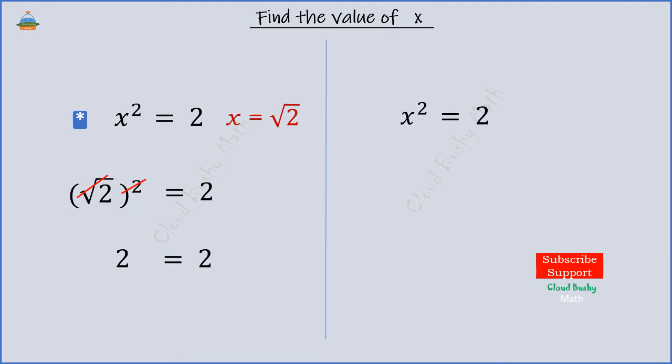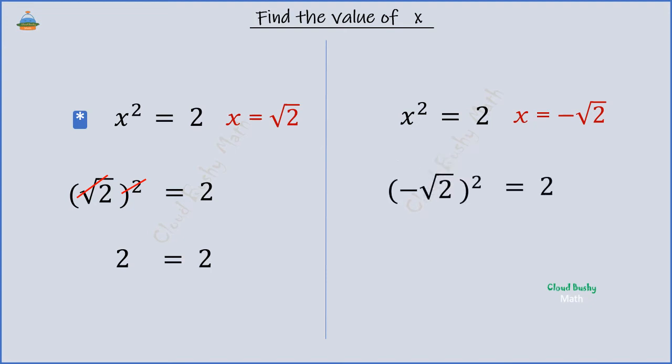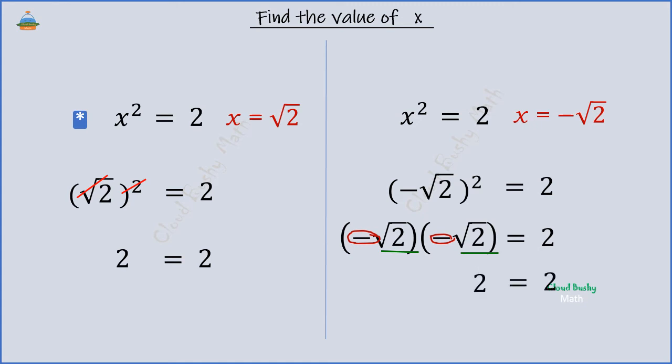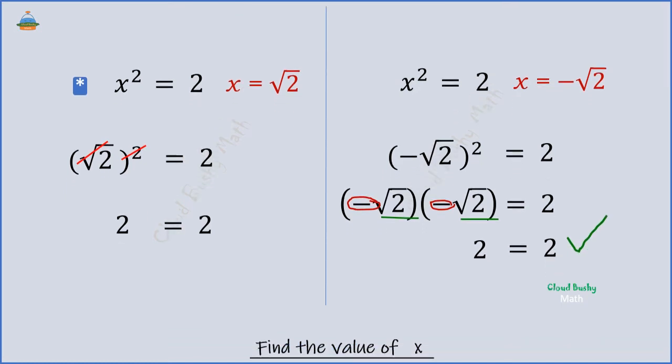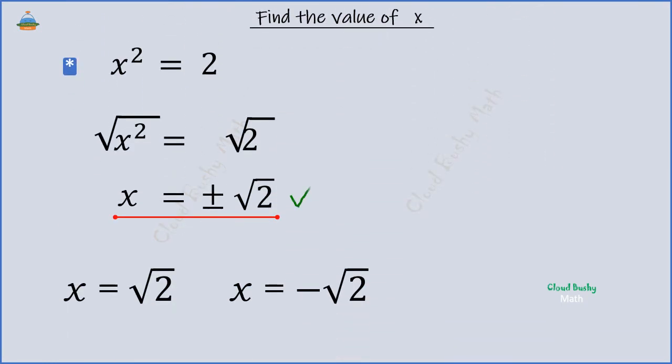Suppose x is equal to negative root 2. It means negative root 2 squared must be equal to 2. So we have on the left-hand side, negative root 2 times negative root 2 must be equal to 2. Negative and negative will give us a positive. Root 2 times root 2 is equal to 2. That means we remain with 2 is equal to 2. Awesome. That is to say, x is equal to plus or minus the square root of 2.